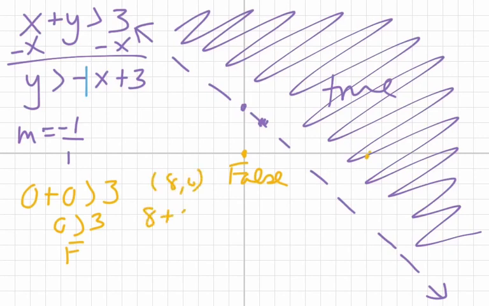So 8 plus 0 is greater than 3. 8 is greater than 3, which is true, which just kind of confirms. And it also reminds you that you can pick any point at all. (0, 0) is just nice because zeros are nice. But you can pick any point you want. You don't have to pick (0, 0), and you can pick as many points as you need until you're confident that you know which side of the line you are supposed to shade. Now, there happens to be an easier way to figure out which side of the line to shade, and I'll show you what that way is.